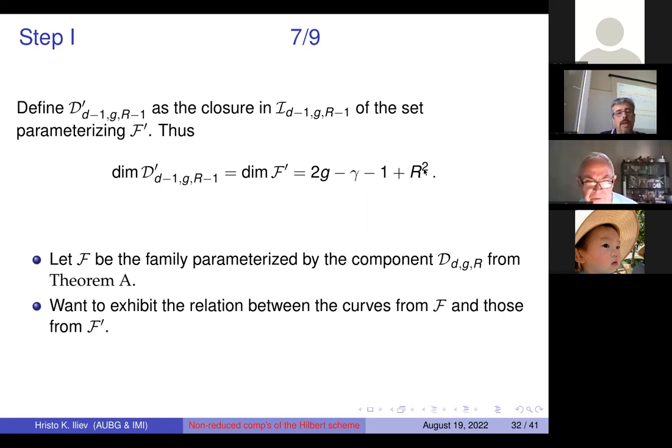As I said, D prime is to be the closure in I D minus 1, G R minus 1 of the set that parameterizes the family F prime.